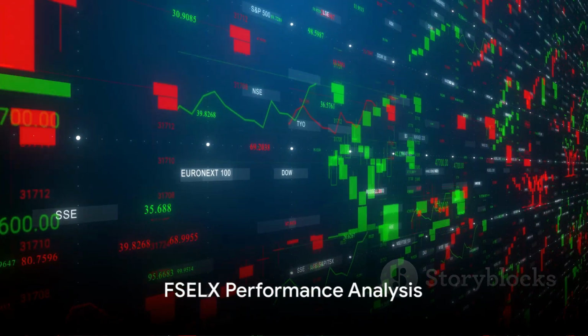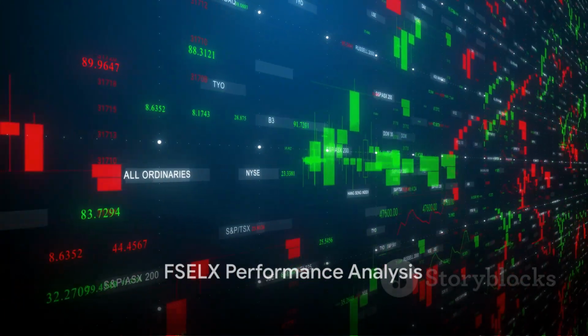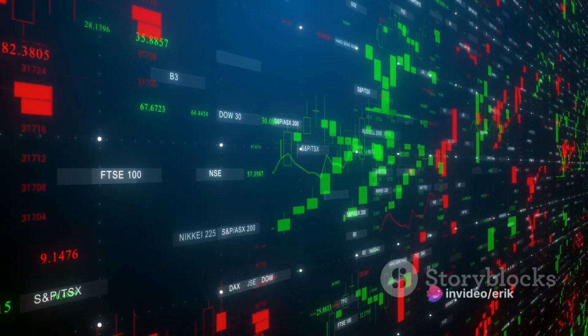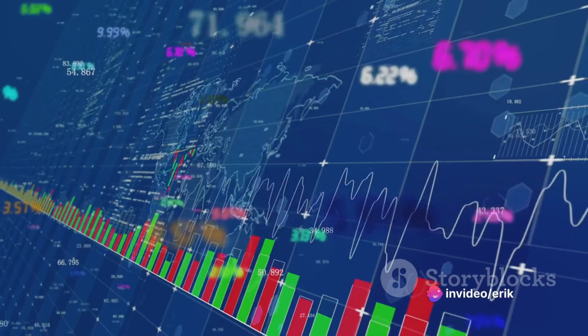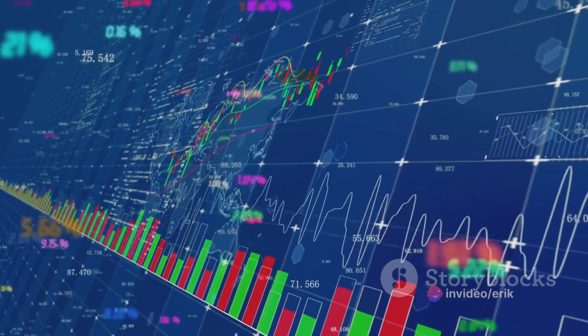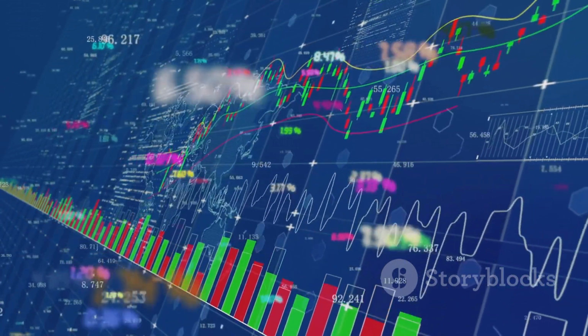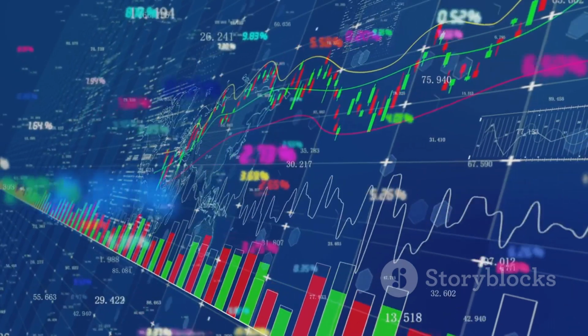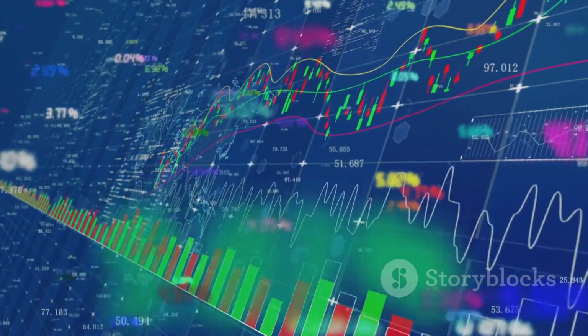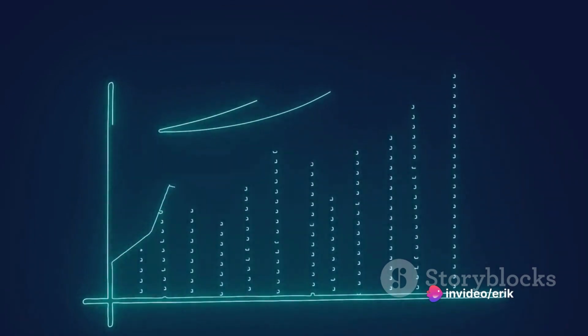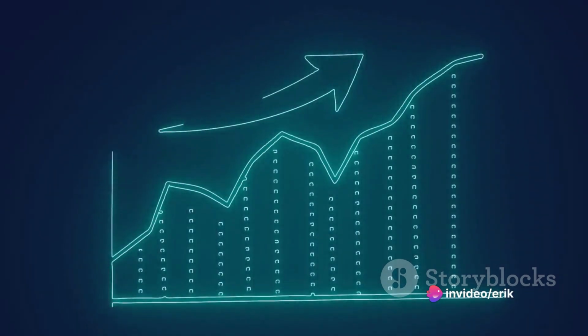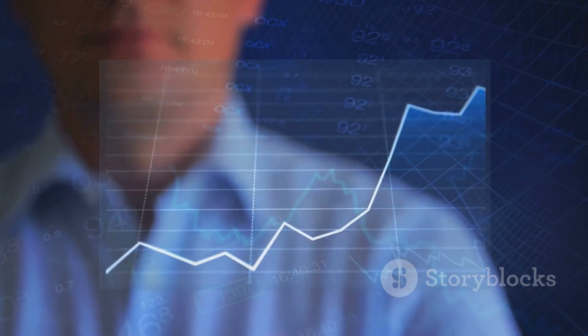Now let's examine the performance of FSELX using these financial terms. To start, FSELX ended with a final balance of $116,106, which is slightly higher than its own past performance. This indicates a positive trend in its growth. The compound annual growth rate, or CAGR, is at 11.21%. This number represents a slightly better growth compared to FSELX's previous performance, showing that the fund is growing at a steady pace.